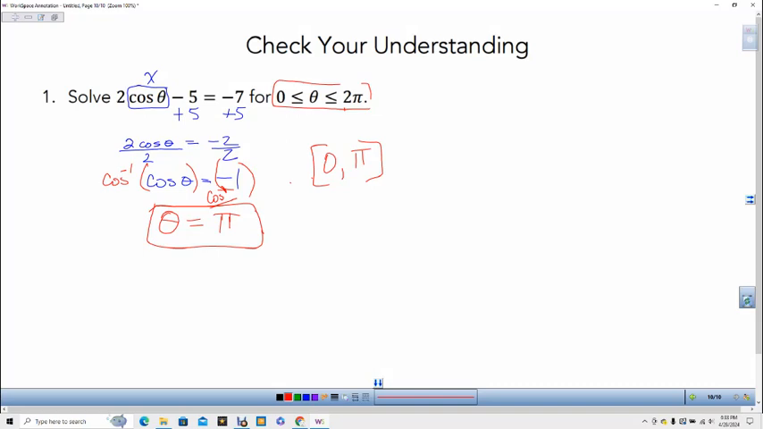So now you can always go back and plug in and check too. If I plug in pi right here, I'm going to evaluate cosine pi. Cosine pi is going to be negative 1. And then 2 times negative 1 gives me negative 2. Negative 2 minus 5 does give me negative 7. Check.